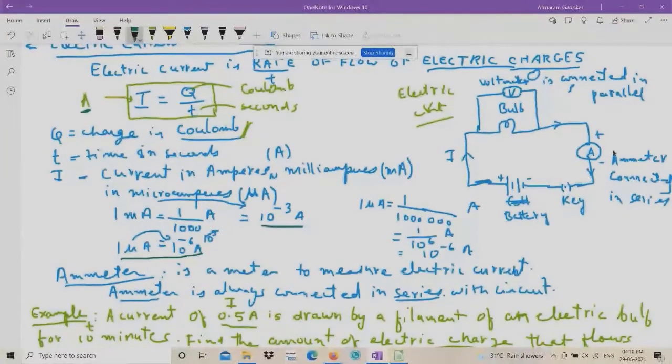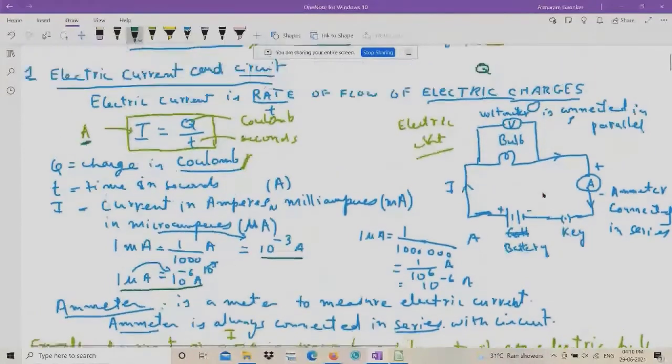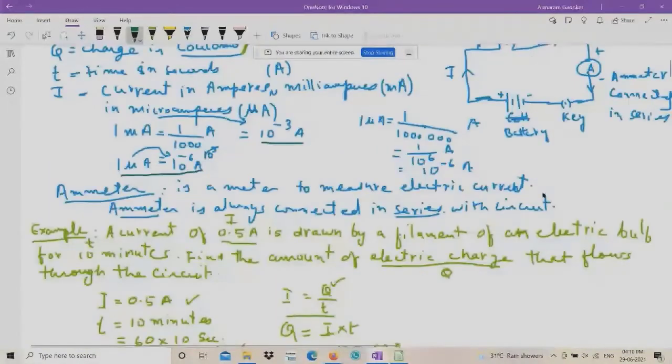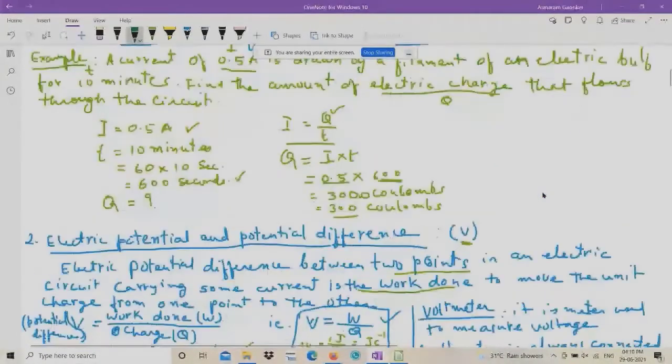You have to understand that the ammeter is always connected in series, and the negative of the ammeter is connected to the negative of the battery, and the positive of the ammeter is connected to the positive of the battery. So you have to remember this much knowledge in the first topic, that is electric current and the circuit. And I will go for the second topic and then go for the problems.